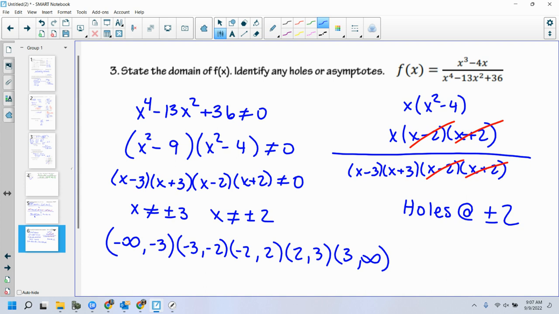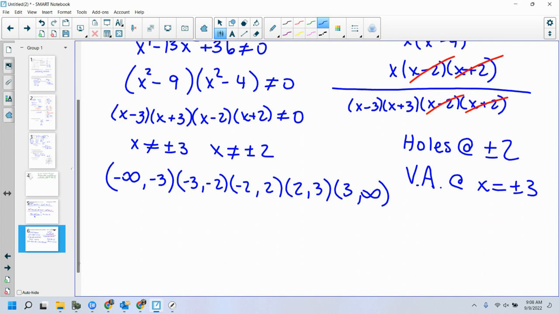Okay, now that means that there are vertical asymptotes at the leftover, x equals plus or minus 3. The canceled pieces are the holes. The pieces that are still left on the denominator, those are the vertical asymptotes. Okay, now, thinking about it this way, where are the horizontal asymptotes?